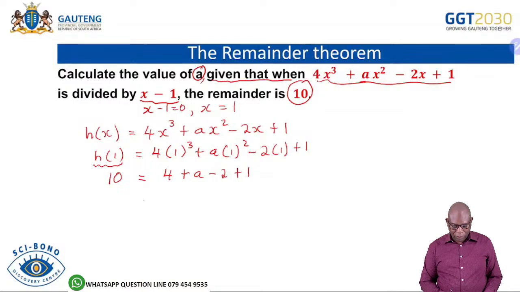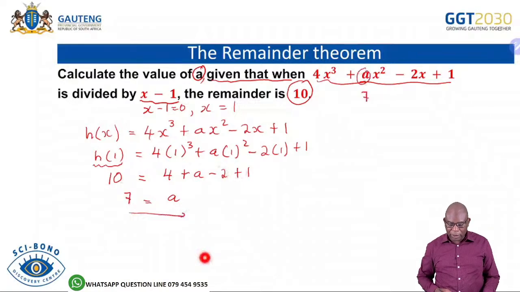So I want to solve for a here. So a will be equal to 10 minus 4, it's 6, 6 plus 2, it's 8, 8 minus 1, it's 7. So the value of a will be 7. So if a is 7 here, what does this mean? It means that the remainder that we're going to get there is going to be 10.